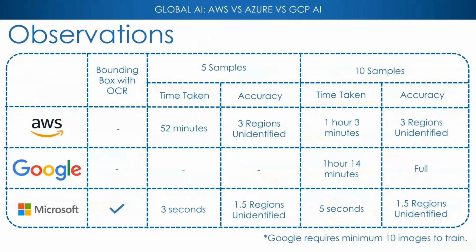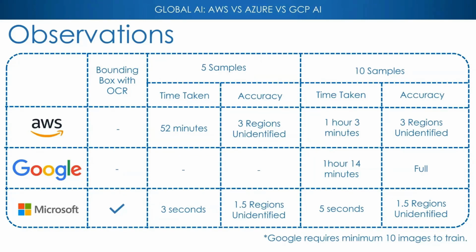Let's look at the results. Number 1, Microsoft for bounding boxes with OCR. They were the only ones in 2020 to have that. And then if you notice 5 samples, Google doesn't do that. Google needs at least 10. But Microsoft with 3 seconds of training versus 52 minutes of training, that's almost an hour. So you can see 3 seconds versus 52 minutes. Microsoft only has 1.5 regions unidentified, and Amazon's got 3 regions unidentified. So definitely Microsoft's a big winner here.